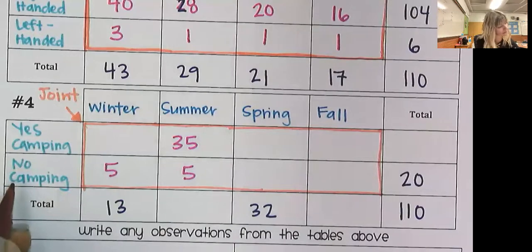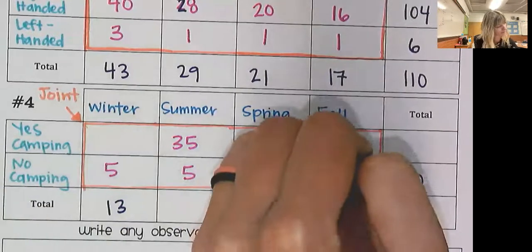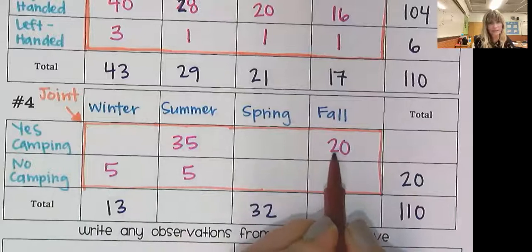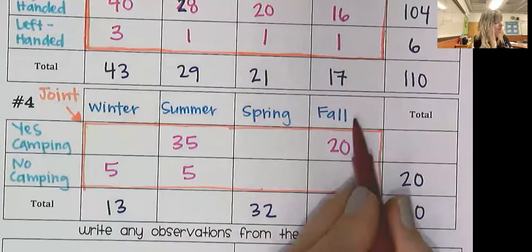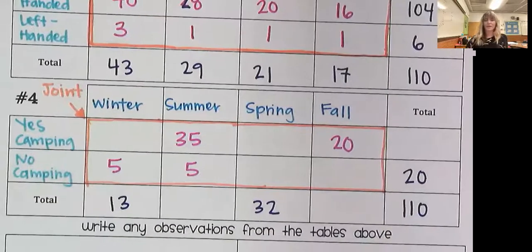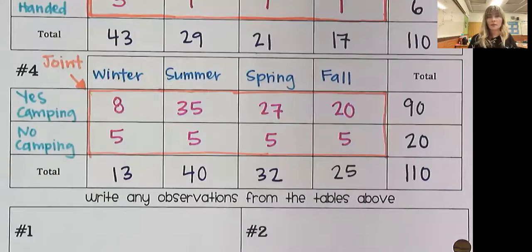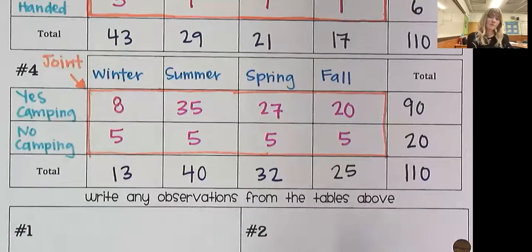I'm also going to give you one more number. 20 of you. This is a joint frequency, so it tells you this is how many people said, yes, I like camping and fall is my favorite. Once again, pause the video and finish this table. Go ahead. Ta-da! How'd you do? Were you able to get all of those values?